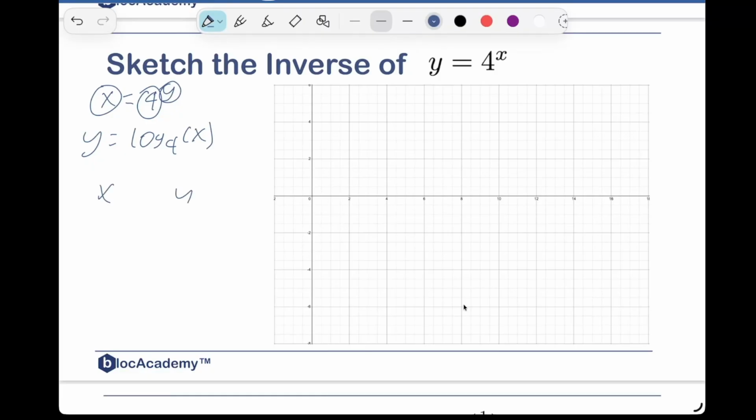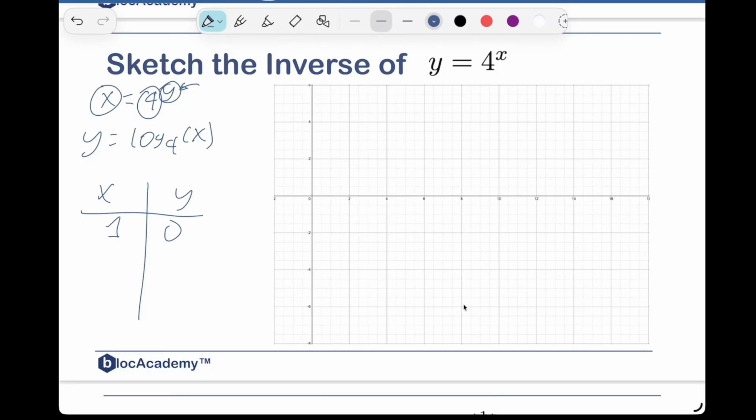So we can write y equals log base 4 of x. Let's make our xy table to graph. Now, let's think about when y equals 0. In order to find this x-intercept, we can just plug in y equals 0 here. When y equals 0, x is actually just going to be 1. 4 to the power 0 is just 1.